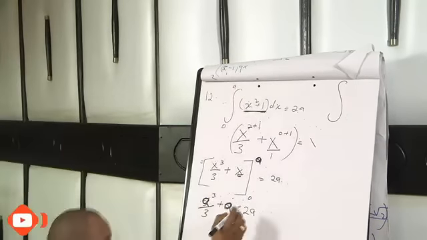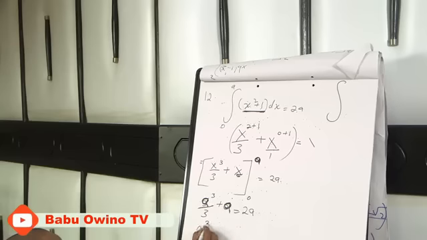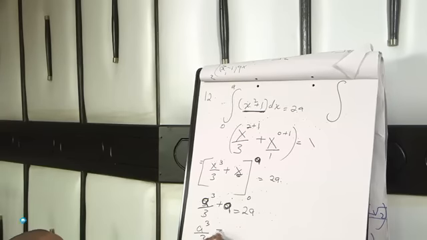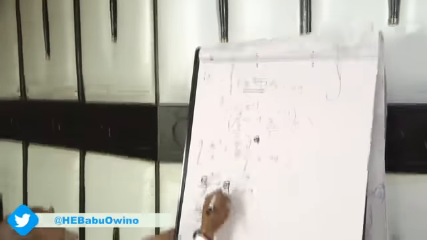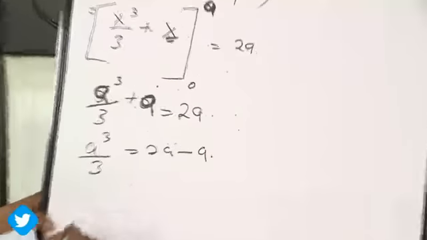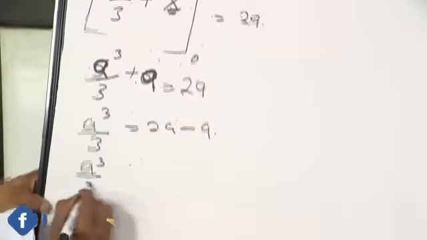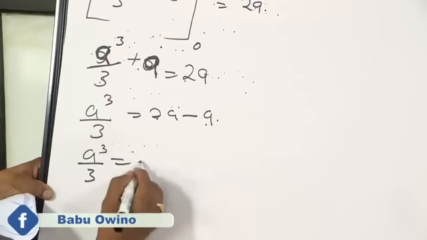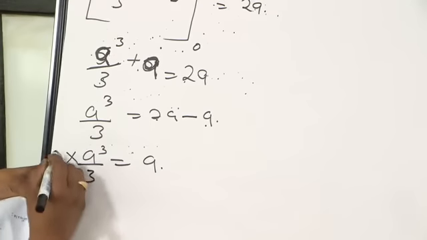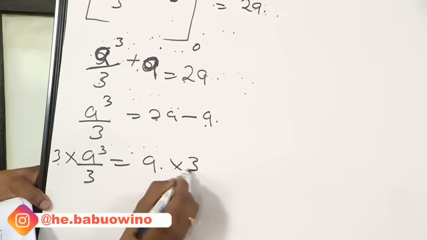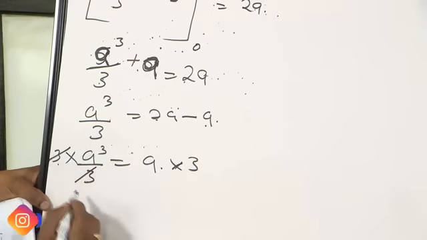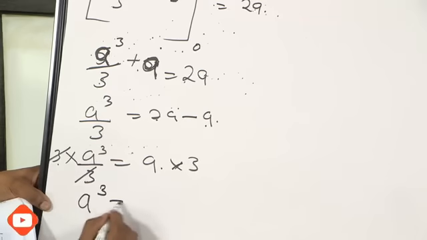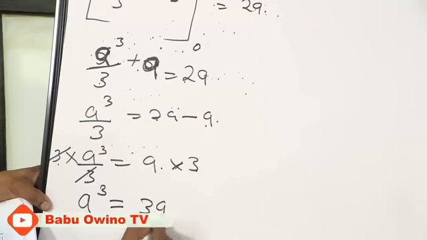Then collect the like terms. a raised to power 3 divided by 3 equals 2a. When a crosses the other side it becomes minus a. So a raised to power 3 divided by 3 equals 2a minus a, which is a. Then cross multiply by 3, both sides. This 3 and 3 go. Then we have a raised to power 3 equals 3a.